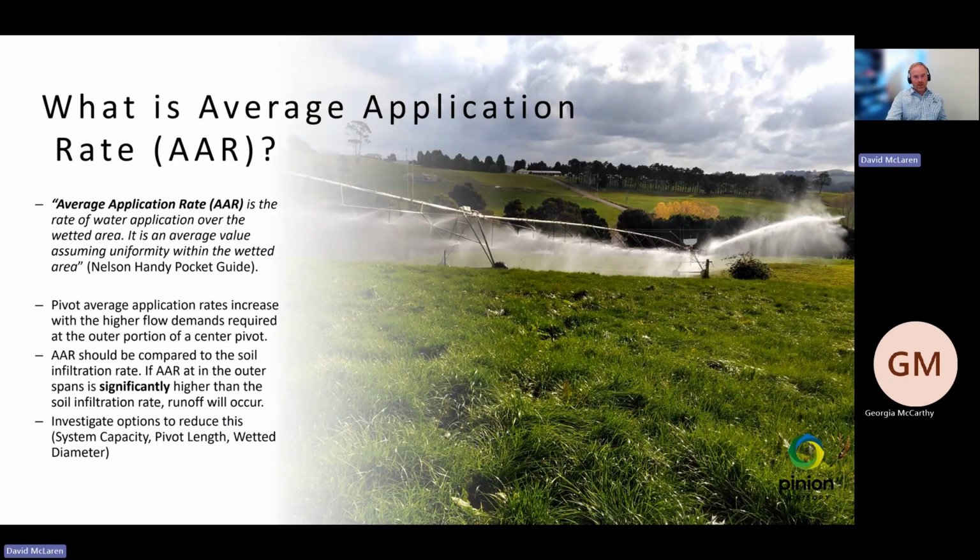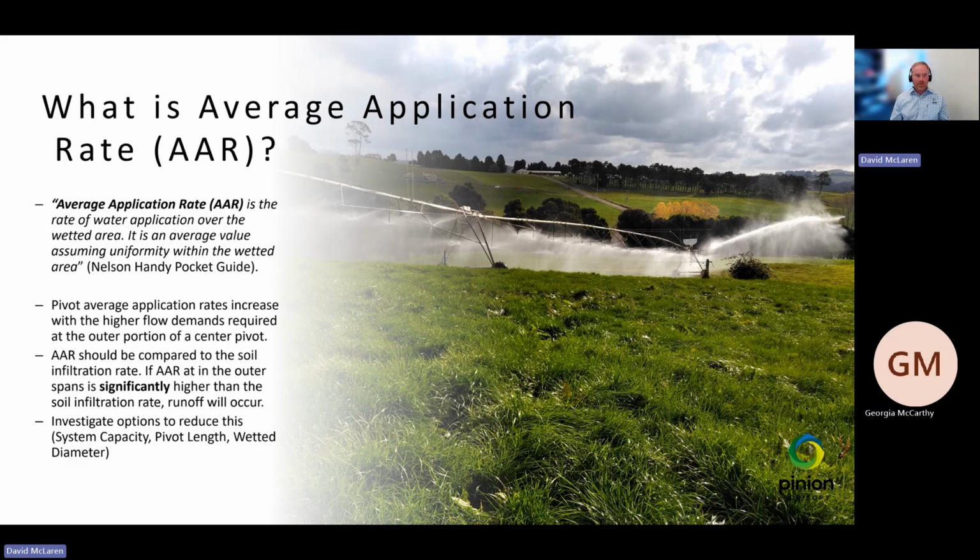What is average application rate? It's often referred to as AAR. Average application rate is the rate of water application over the wetted area. It is an average value assuming uniformity within the wetted area. And that's a direct quote from the Nelson Handy Pocket Guide.